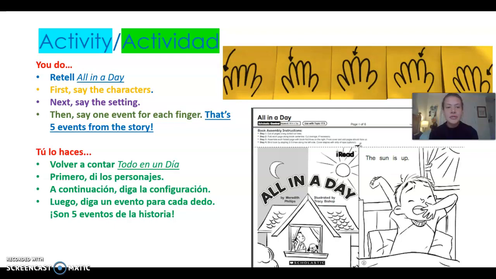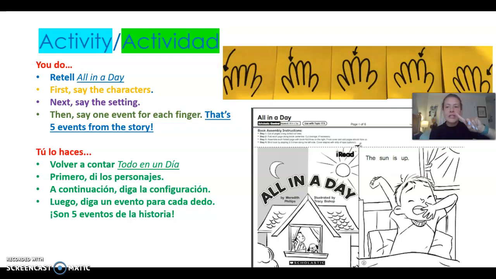So what you guys are going to do today is you're going to retell All in a Day because you've read it 4 times now. So you have a really good idea about what All in a Day is about. So first, you're going to say the characters of your story. You're going to name everyone who's in All in a Day. And then you're going to say the setting. Now there are different settings in All in a Day, right? Because you guys did the chart yesterday where you wrote down each setting and then you explained how you knew from the illustration what the setting was. So you already have all those settings written down somewhere.